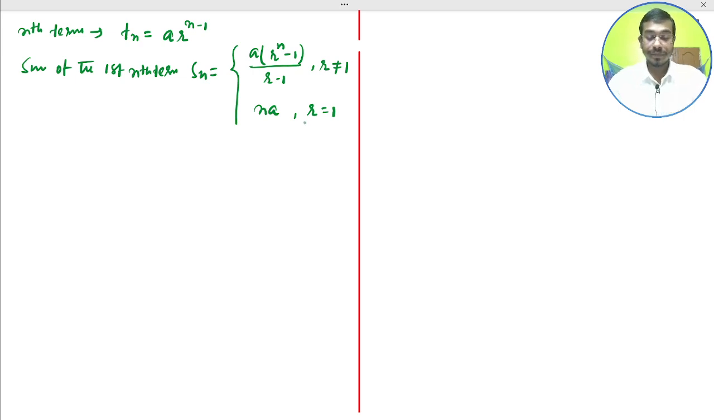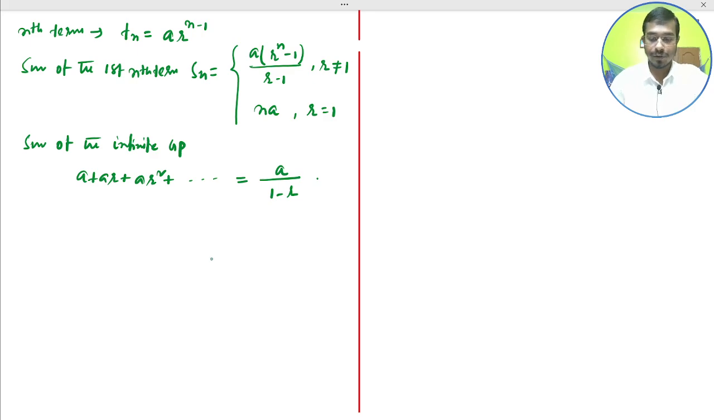Next, sum of the infinite GP. Sum of the infinite GP means a plus ar plus ar square plus dot dot. This is equal to a divided by 1 minus r. R is the common ratio. Next, the important result.